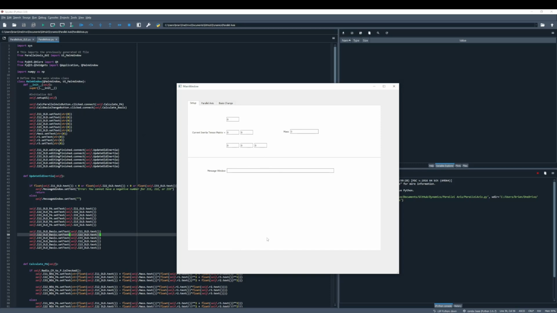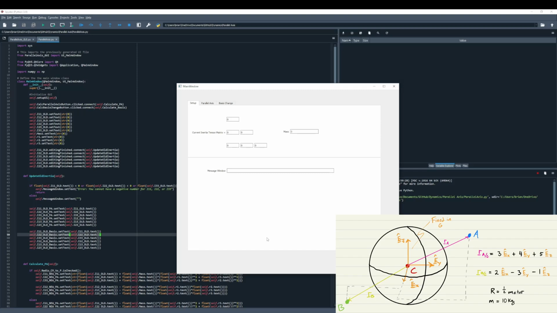And now let's go through the problem so I can show you how this works. It's very basic. This is the first time I ever really used this interface thing, so it looks pretty bad, but it does the job. Okay, so part 1, actually we're going to do part 2. So we want to find the inertia tensor matrix at point A represented in G.